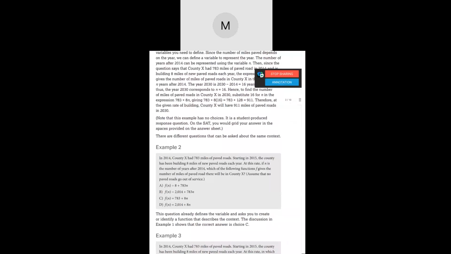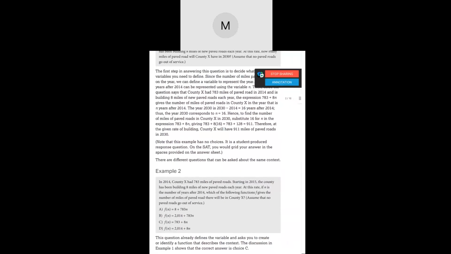So in this question, 783 miles of paved road. Now we're starting in 2015 again, building 8 miles, and we are saying now we have n number of years. So this goes back to our equation. We had said 783 is our y-intercept. So we want 783 to be alone. That's something we'd figured out in the last question. So automatically you see options A, B, and D are all eliminated because we want 783 to be alone.